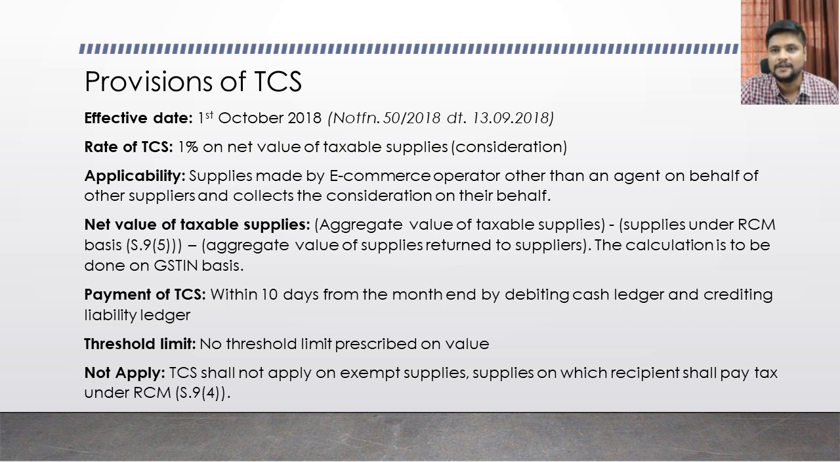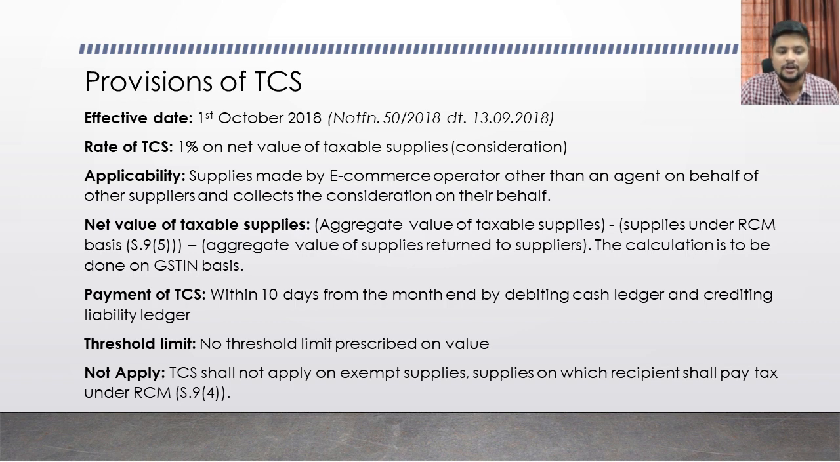Next one is payment of TCS. After the TCS is collected, it has to be paid within 10 days from the end of the month. As similar to TDS, it has to be paid within 10 days from the end of the month, and it can be paid only through the electronic cash ledger. You cannot utilize ITC for payment of TCS. Unlike TDS, there is no threshold limit for application of TCS. In TDS, we have seen a threshold limit of 2,50,000 of a single contract value, but under TCS there is no threshold limit. Once the transaction is done, you have to apply TCS provisions.